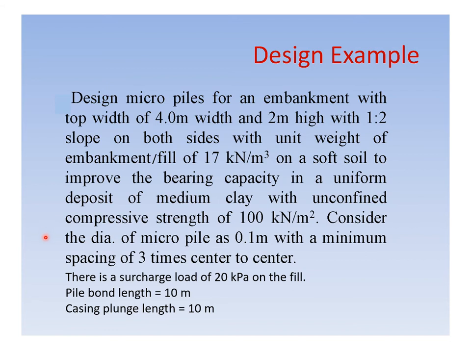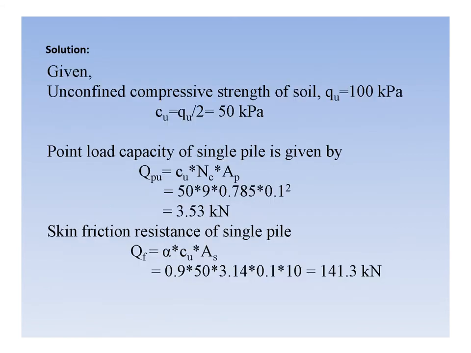Consider the diameter of the micropile as 0.1 meter with a minimum spacing of 3 times center to center. There is a surcharge load of 20 kPa on the fill. Pile bond length is 10 meter, and the casing plunge length is also equal to the pile bond length in this particular example. Now look at the solution.